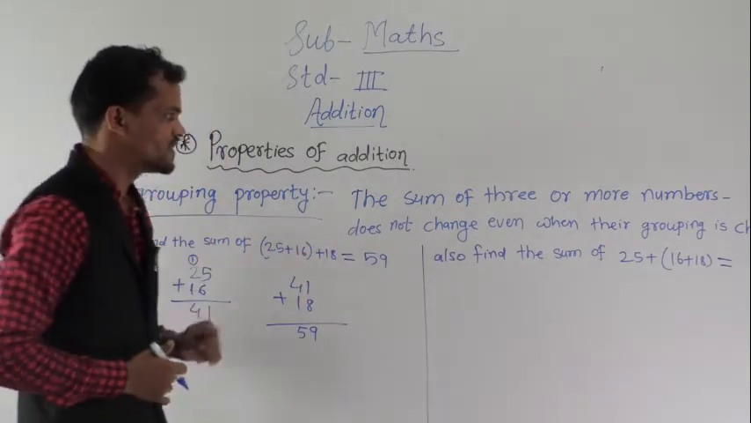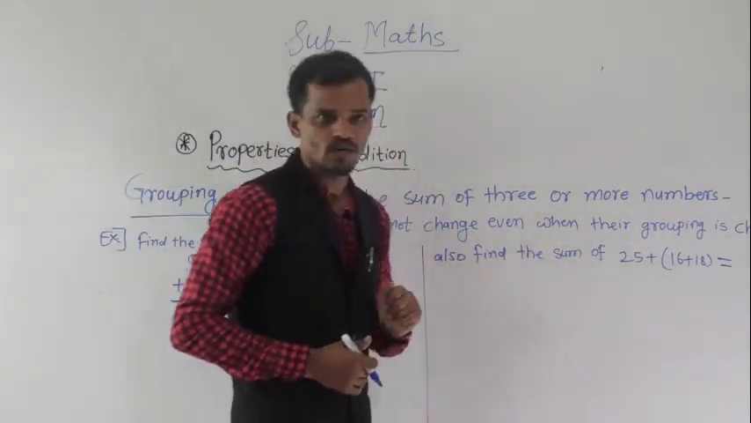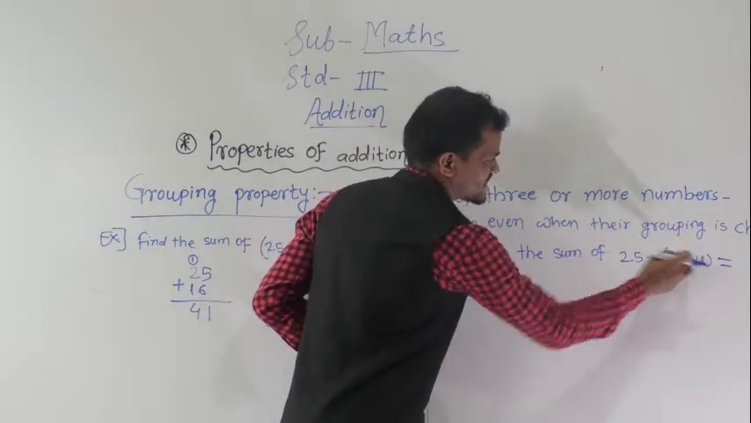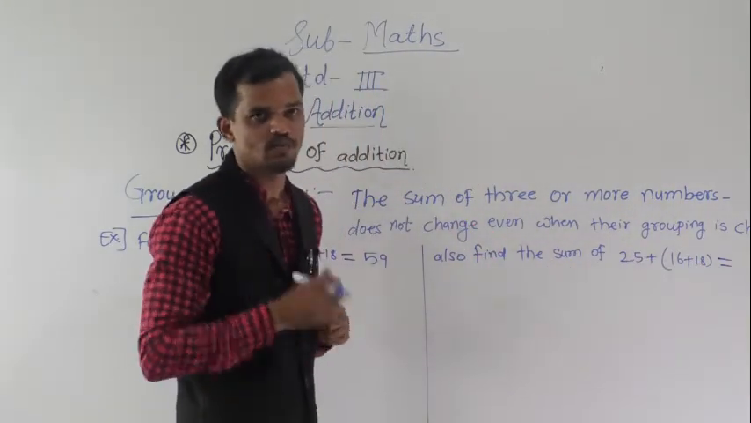Now we will solve this sum. See here, in the bracket 16 plus 18, these two numbers are there.